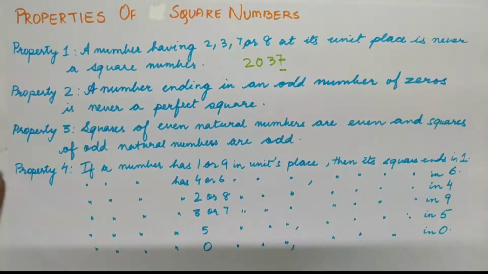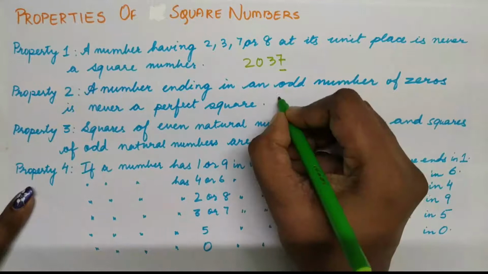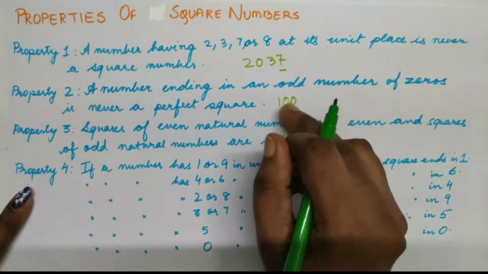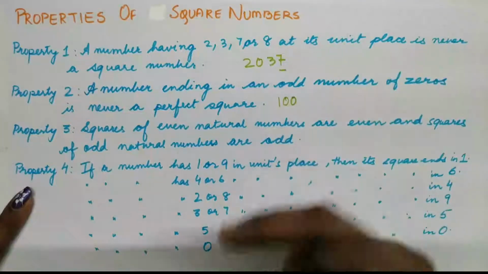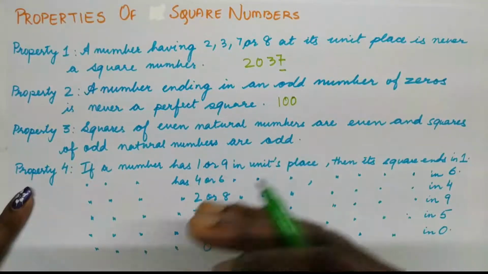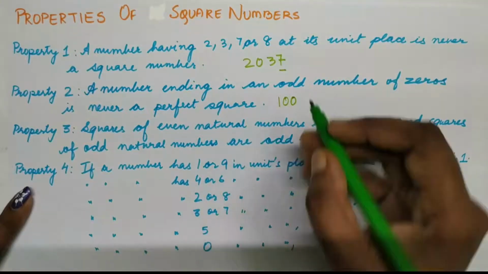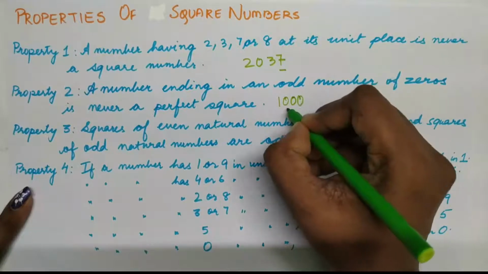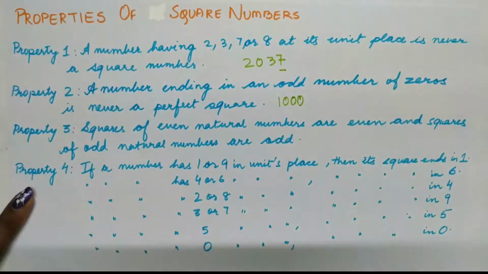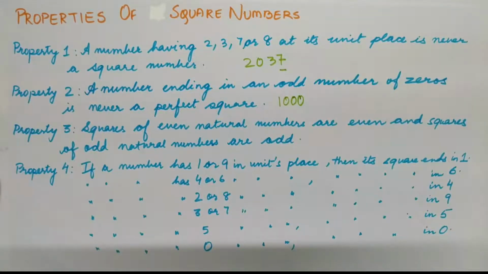The next property is that a number ending in an odd number of zeros is not a perfect square. For example, 100 has 2 zeros, so it is an even count, and yes, it can be a square of 10. But suppose I have 3 zeros, that is an odd number, then it cannot be a perfect square.